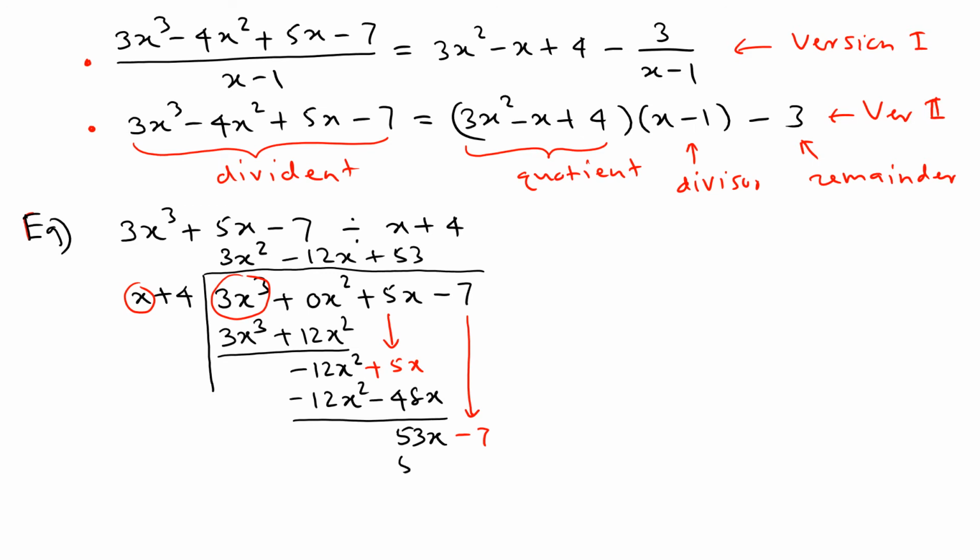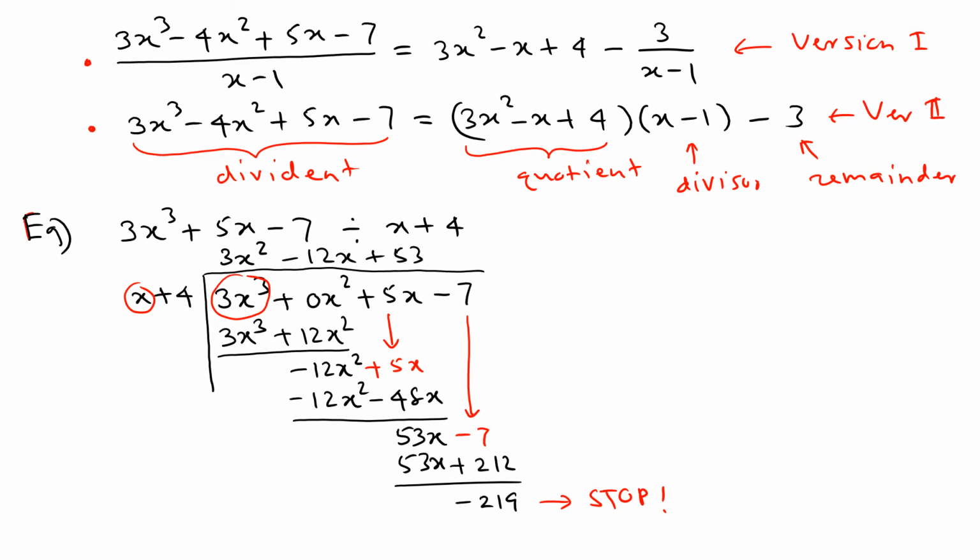So 53 means it is 53x, and then multiply, so you're going to multiply by 4. When you multiply by 4, you're going to get 212. Subtract, so you're going to get negative 219, and you can see that the degree of this is less than the degree of the divisor, so you can stop. That's the stop, because the degree is less than the divisor. So that means we can write the answer for that.